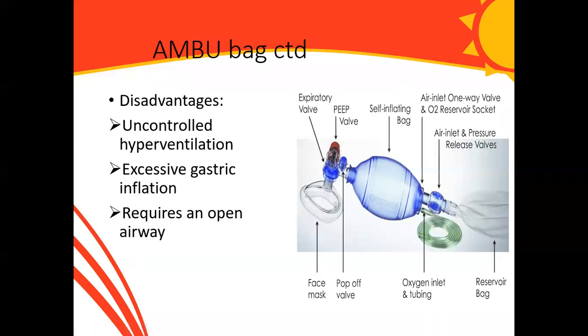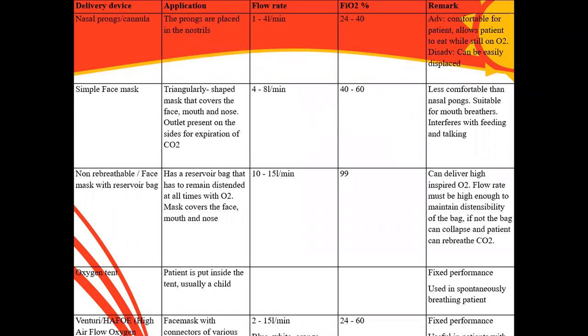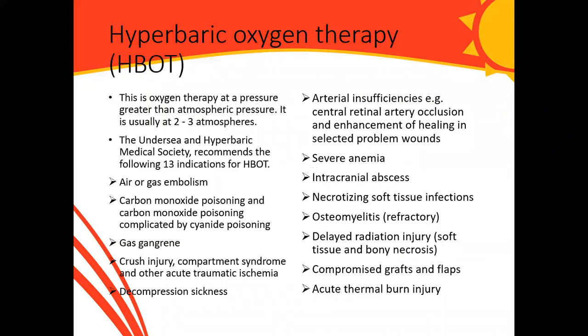Note that we have some disadvantages because you can hyperventilate the patient. You can cause excessive gastric inflation with increased risk of regurgitation and aspiration. It actually requires an open airway because you can't use an Ambu bag on a patient who has an obstructed airway. So this is just like what I showed you before. This is another table to show you the different delivery devices, the application, the flow rate, the FiO2, and the remarks.